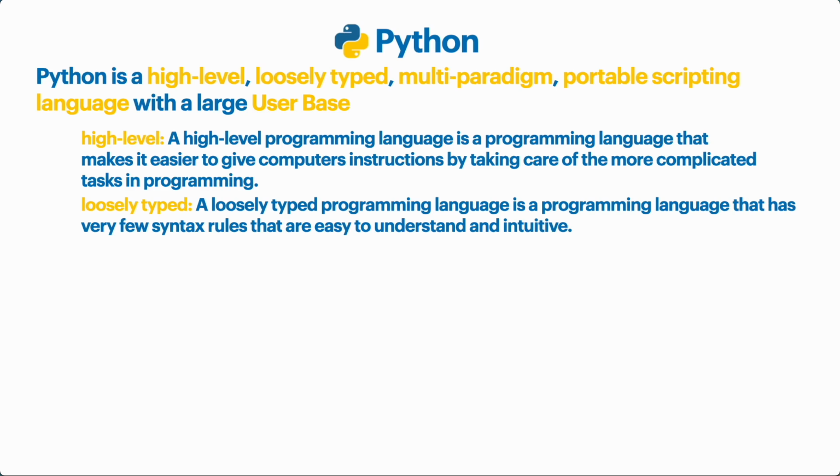Now, different programming languages have different amounts of syntax rules. A loosely typed programming language has very few syntax rules, and Python is a loosely typed programming language. So it has a very small amount of syntax rules, which is why many programmers choose Python as their first language, because it's easy to learn and it is really powerful. So that's what loosely typed is.